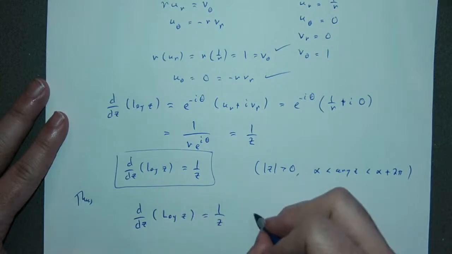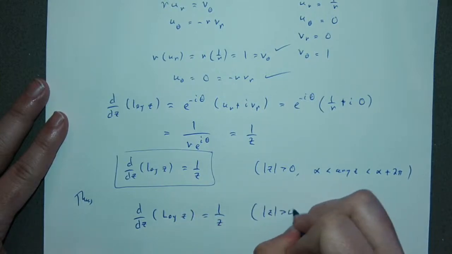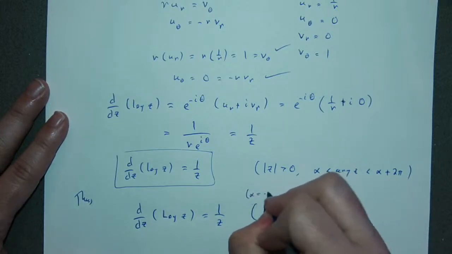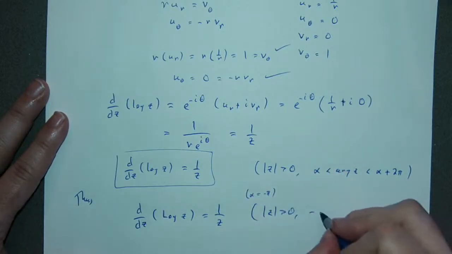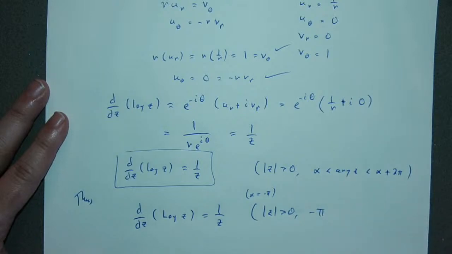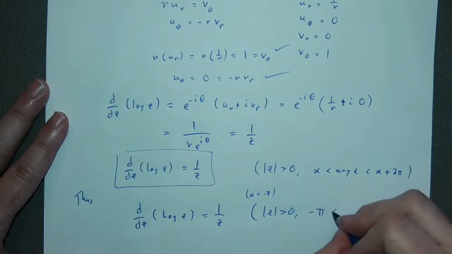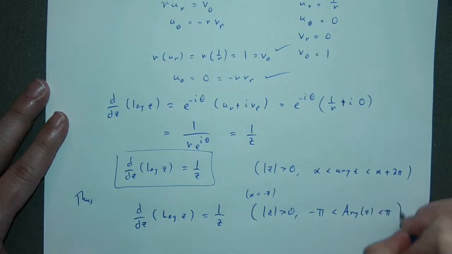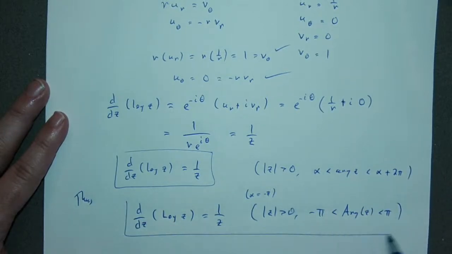So this is 1 over z, where again, this is for non-zero z, but also now if we let alpha, all we're doing here is letting alpha be equal to minus pi. Then this is for angular values between minus pi and pi. Okay.